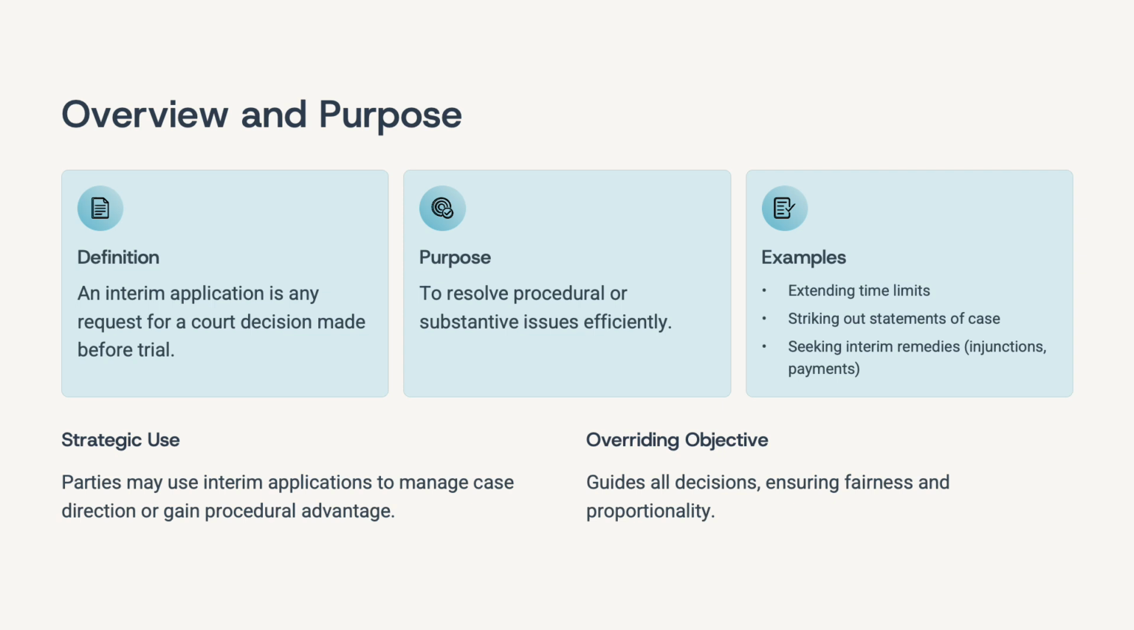They can range from utterly mundane, such as please can we have two or more weeks to file a witness statement, to the dramatic, "Your Honour, we need an injunction to stop them from selling the house." But every interim application must align with the overriding objective in civil litigation, which we have talked about a lot. That means helping the court deal with the case justly, proportionately, and effectively, and at reasonable cost.